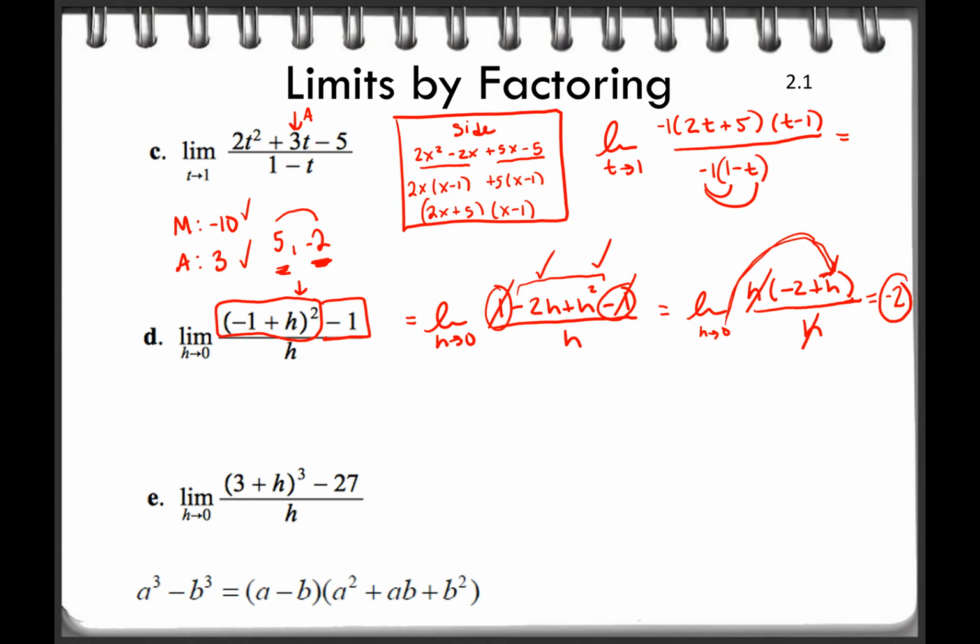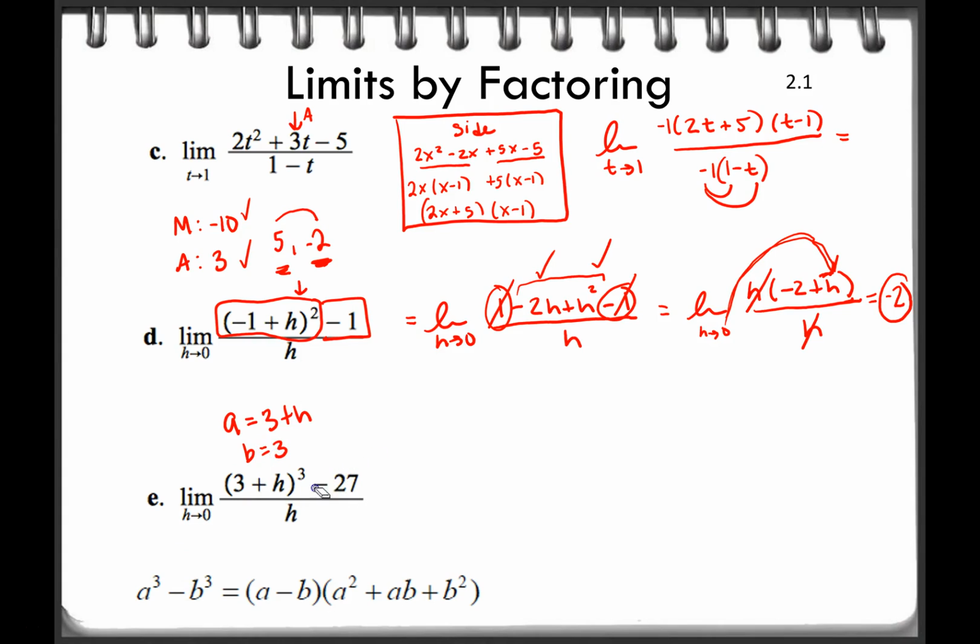All right, last one here, folks. I know this is a lot, but we can do it. Okay. Here, we can rewrite 27 as 3 cubed. So I am in the form of a cubed minus b cubed. So my a is equal to 3 plus h, because 3 plus h is being cubed. And then my b is equal to 3.